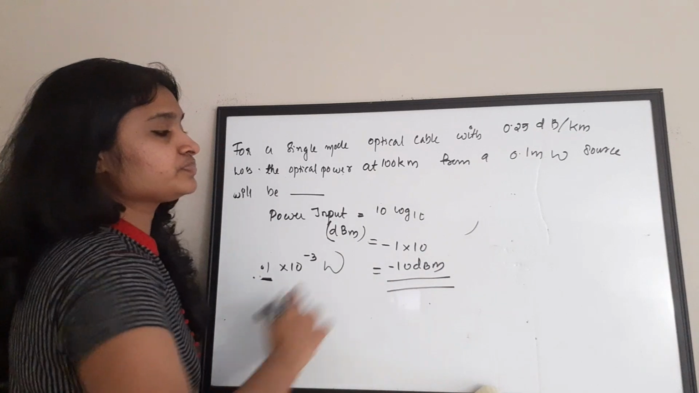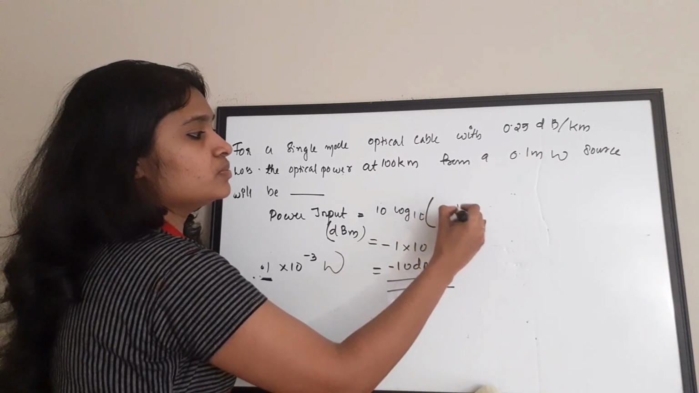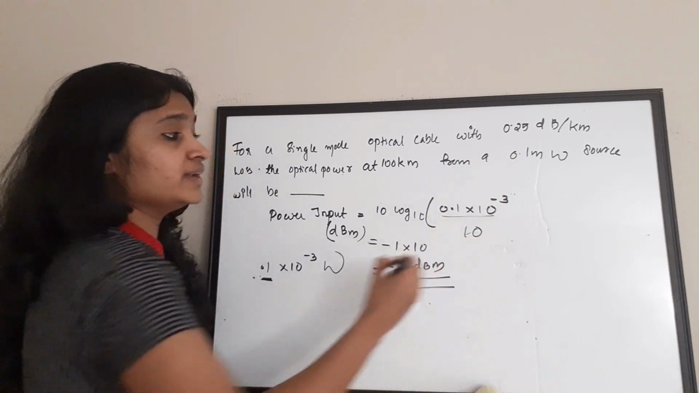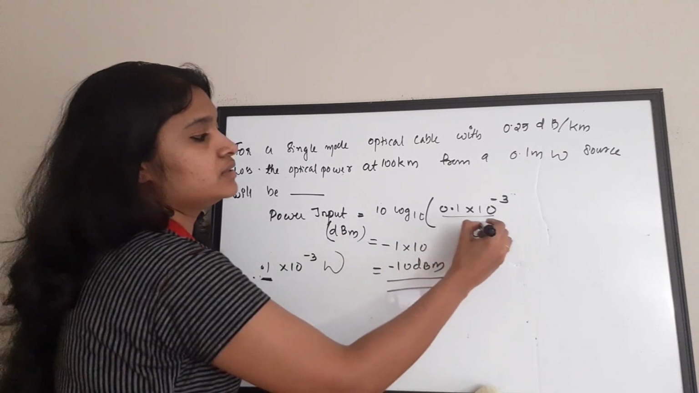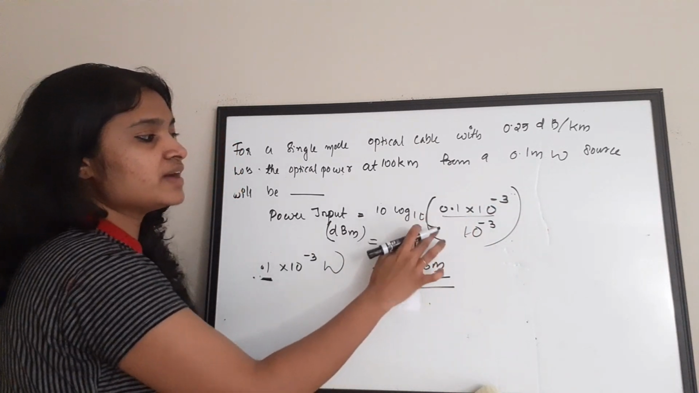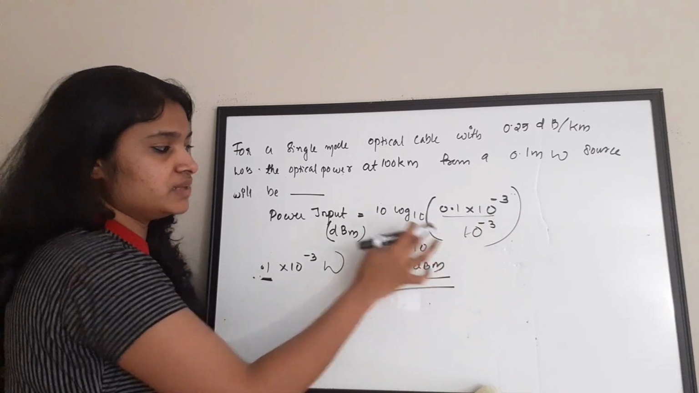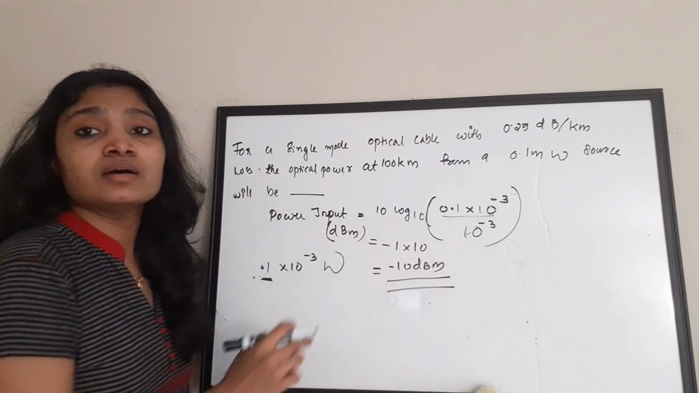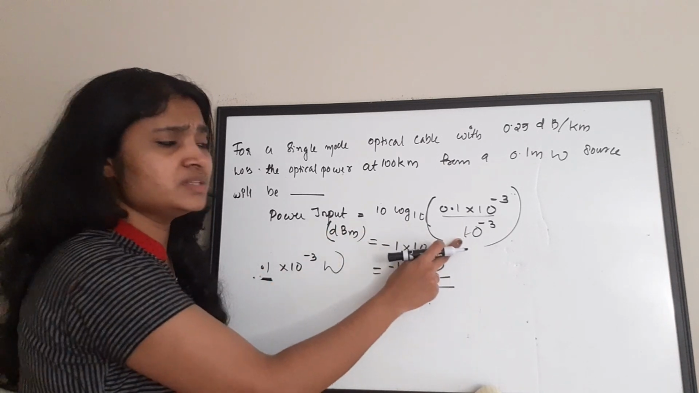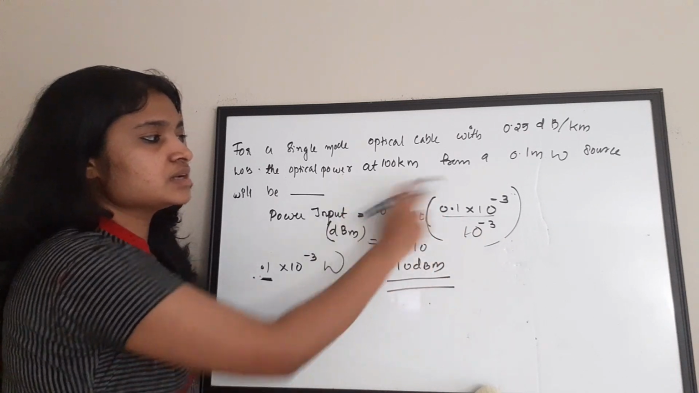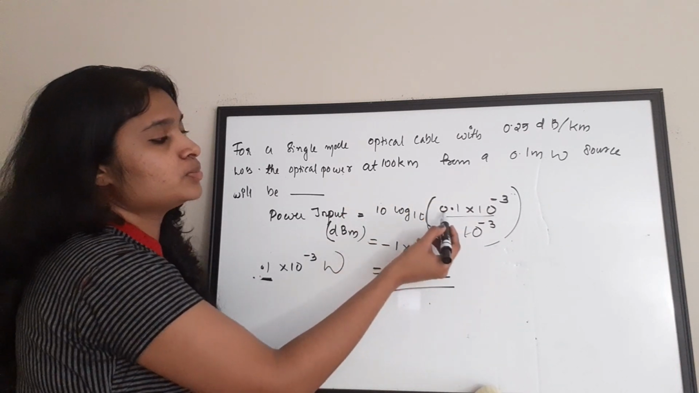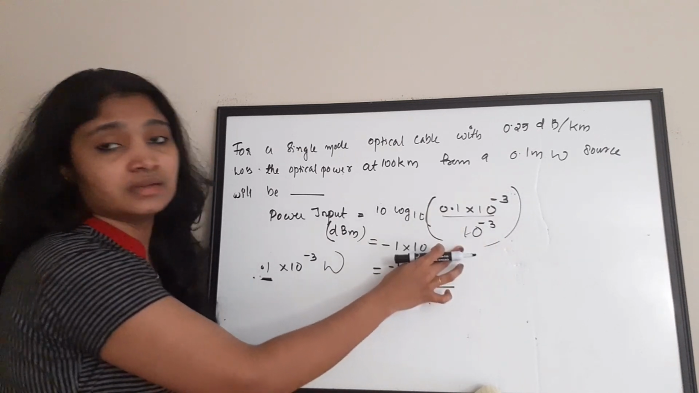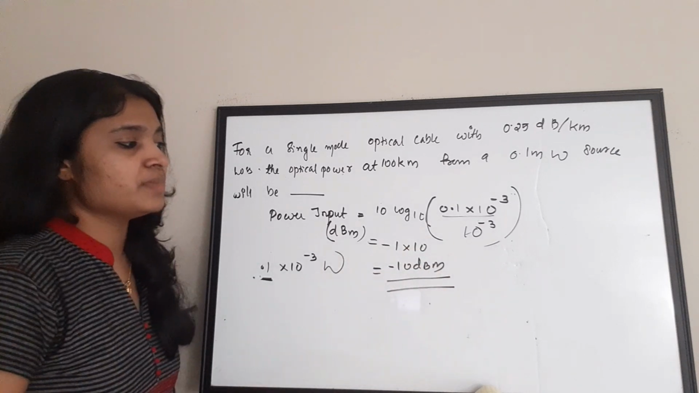So it will be 0.1 into 10 raised to minus 3, that is 0.1 milliwatt. We need to find the value in dBm. dBm power means it is a power value when the input power is taken as 1 milliwatt power. 1 milliwatt means 10 raised to minus 3. Okay, so this is the conversion. 10 log 10, 0.1 into 10 raised to minus 3 by 10 raised to minus 3, and the value obtained is minus 10 dBm.